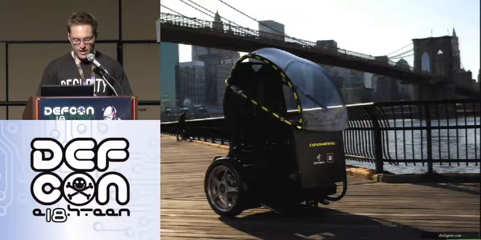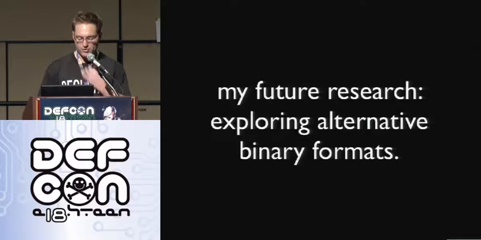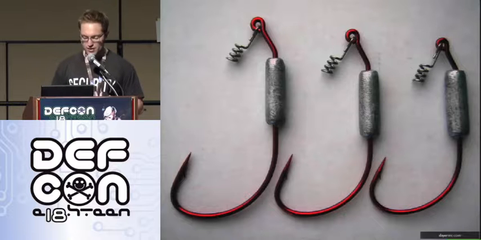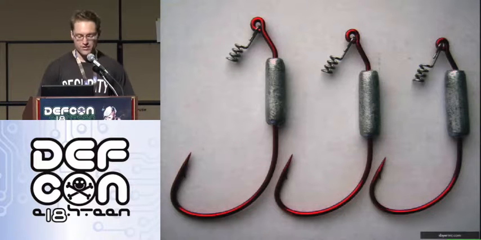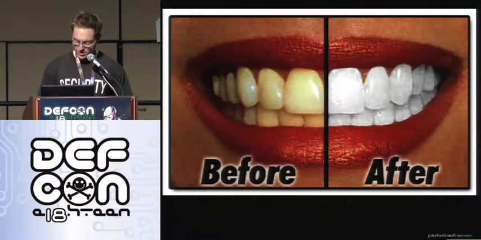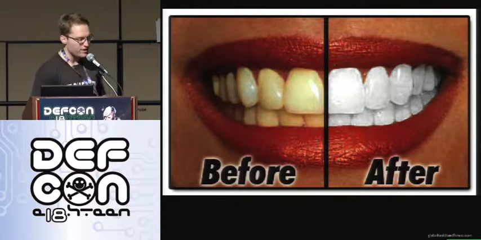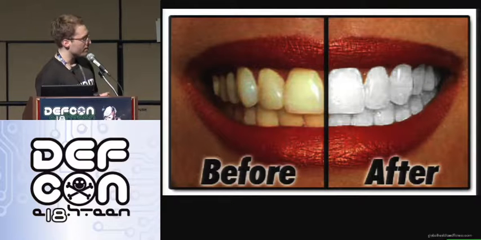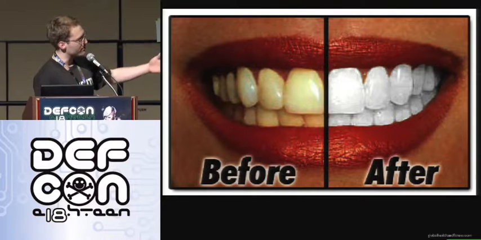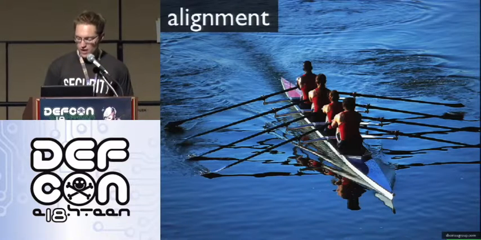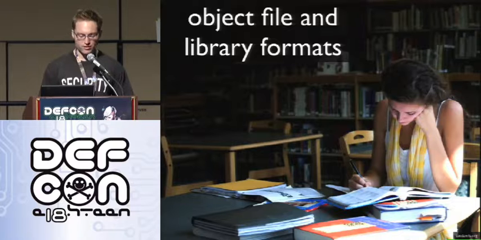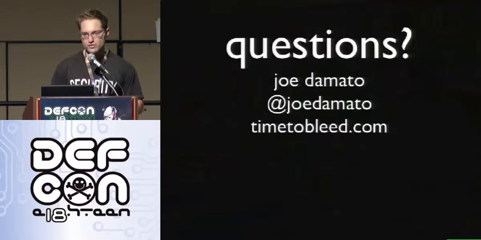So anyway, looking forward on more experimental stuff, I think for me personally, my future research is going to be geared toward exploring alternative binary formats and other crazy things you can do. So just to recap, we talked about 3 different binary patching techniques. These techniques leave the original binary in working fashion after they're done. So kind of like teeth whitening, right? You can still eat food after you're done, it just looks a little different, same deal. And there's 3 things that matter: alignment, calling convention, and object file and library formats.